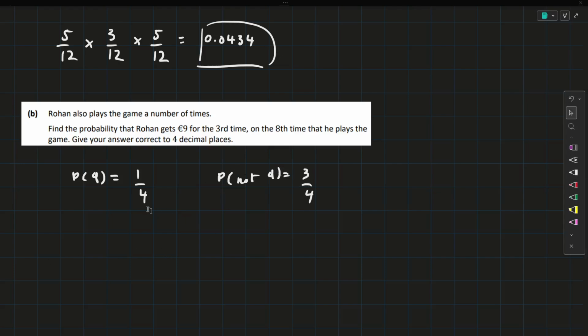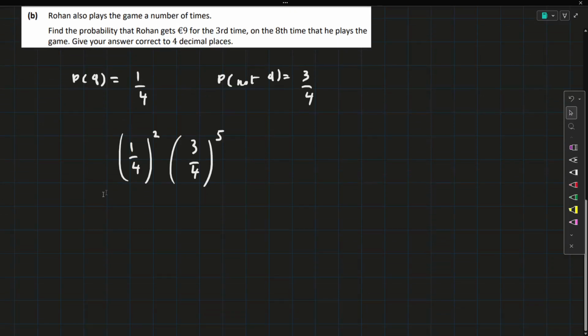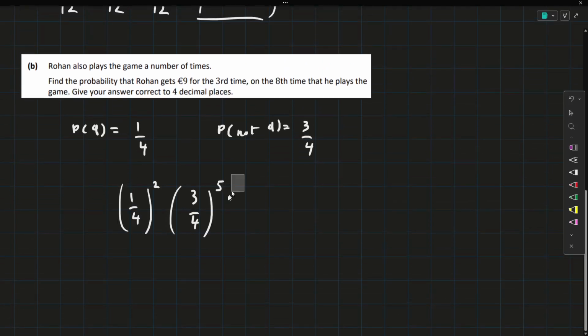So essentially what we want is we want him to win twice. So that'll be 1 over 4 happening twice, so we multiply it together twice, and then 3 over 4 being multiplied together 5 times. And then this is one kind of combination where he gets a 9 the first 2 times, and then he doesn't get a 9 for the next 5 times. But then obviously there's different ways to do it. Like he could get the 9 in the last 2 games. It doesn't have to be the first 2 games. So obviously we need to take into consideration how many different ways can this happen.